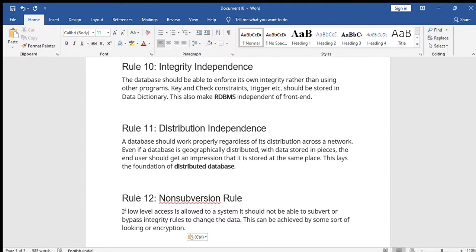So there is a non-subversion rule. It means the low level data to high level, the data should not be affected. Any key constraints or any constraint should not be affected if the data is converting or if the data is accessed at the low level, from low level to high level. So these are the rules of E. F. Codd.